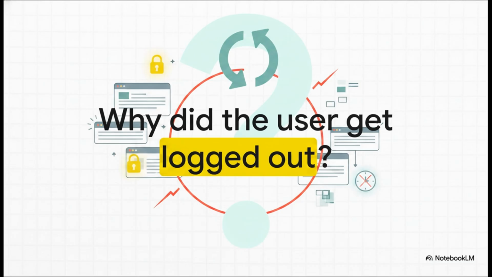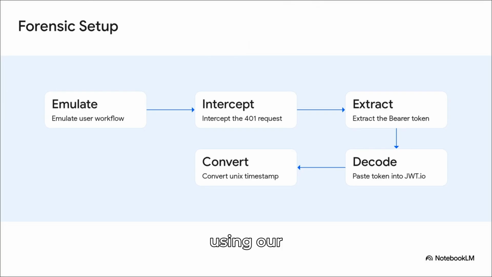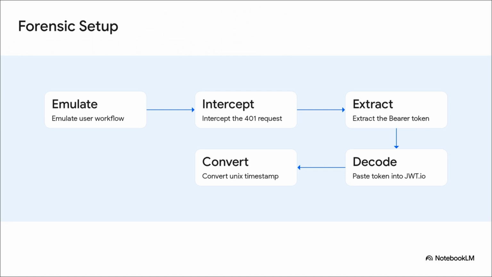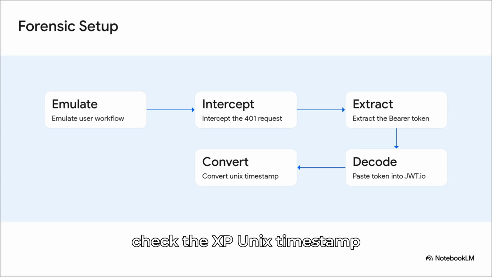Let's investigate. We jump right into action using our established forensic procedure. Step 1, we emulate the user workflow with the DevTools network tab wide open. Step 2, we intercept the exact 401 request triggering that annoying pop-up. Step 3, we extract the bearer token string. Step 4, we paste the token into JWT.io. And Step 5, we check the EXP Unix timestamp and let the tool convert it to human time.